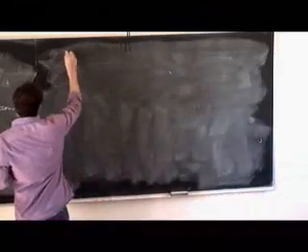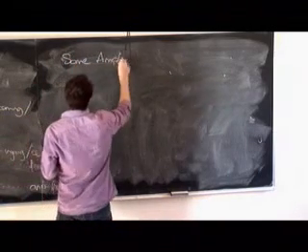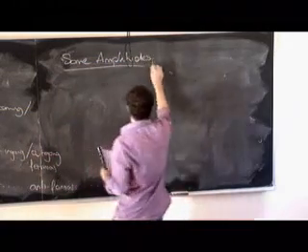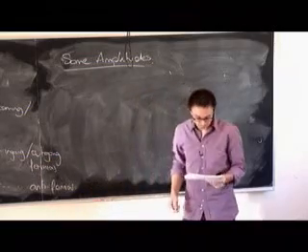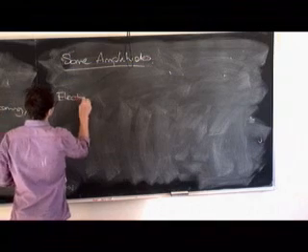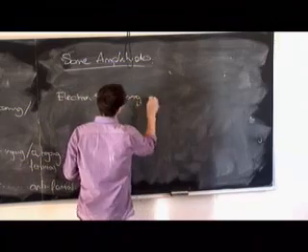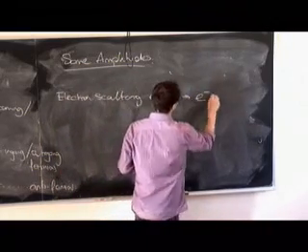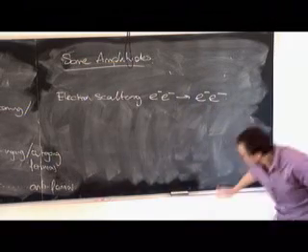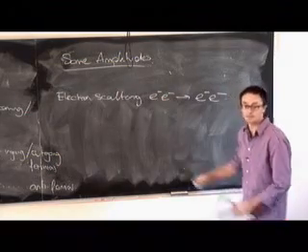Okay, let me just write down for you some amplitudes using these Feynman rules. So firstly, electron scattering. Electrons are universally written as e minus, and positrons are written as e plus.